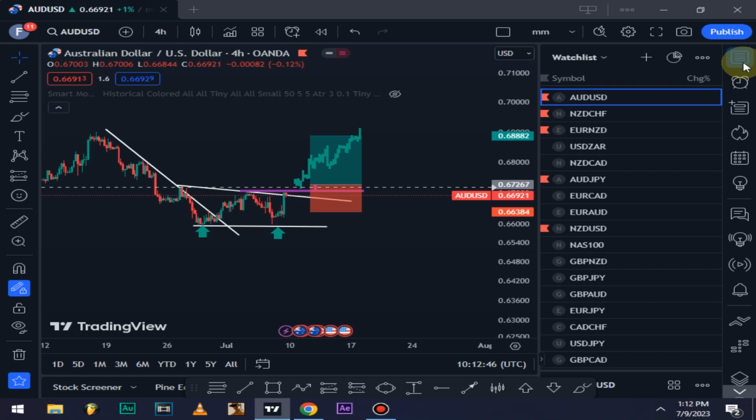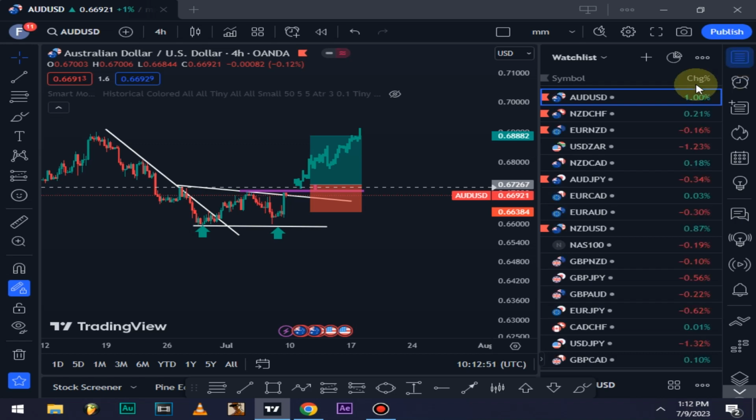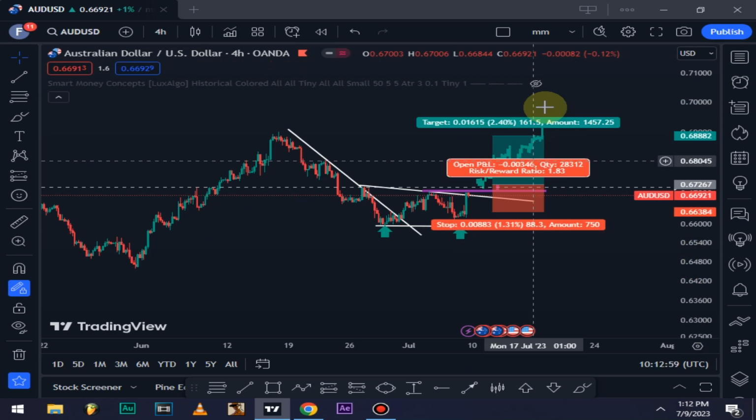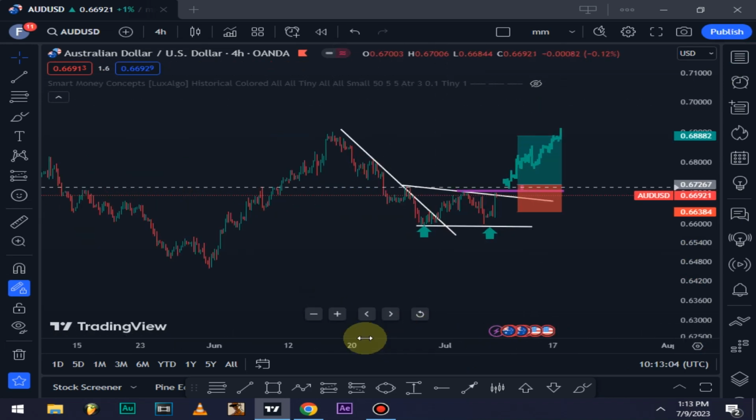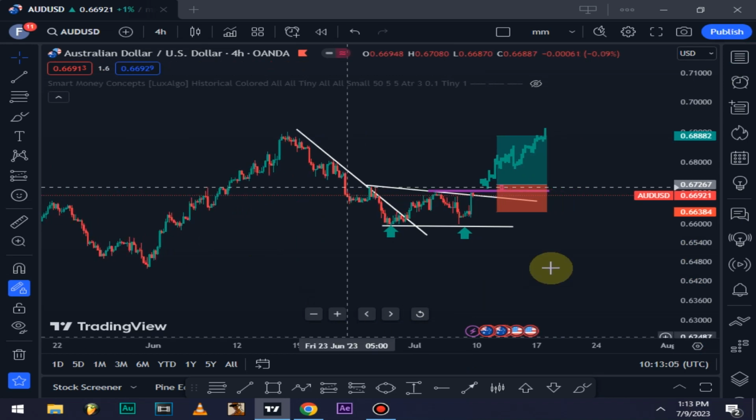So this week I'm going to look out for, let me see, how many pairs? I have around 5 pairs that I'm going to look out for, but there are 3 major pairs that I'm also keen on. So let's start. I'm looking at Aussie against the US dollar.